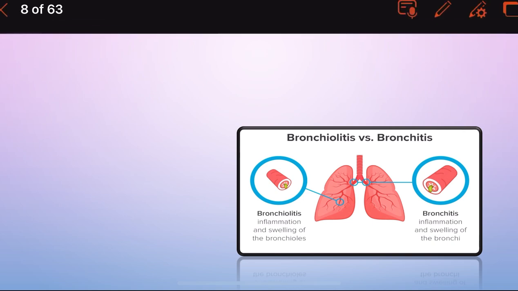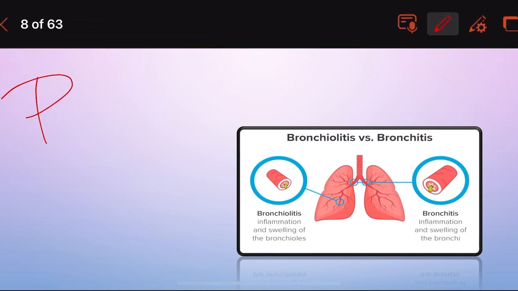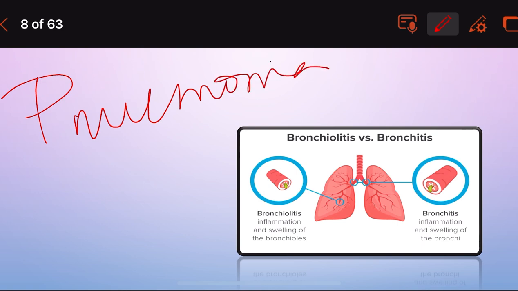So how do we remember now? We have pneumonia and TB, bronchitis and bronchiolitis. These are the lower respiratory tract infections. Now what is bronchitis and bronchiolitis? How do we differentiate between them?